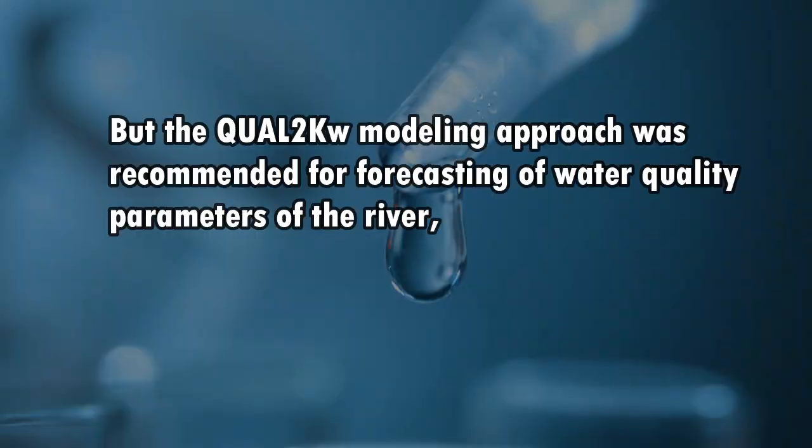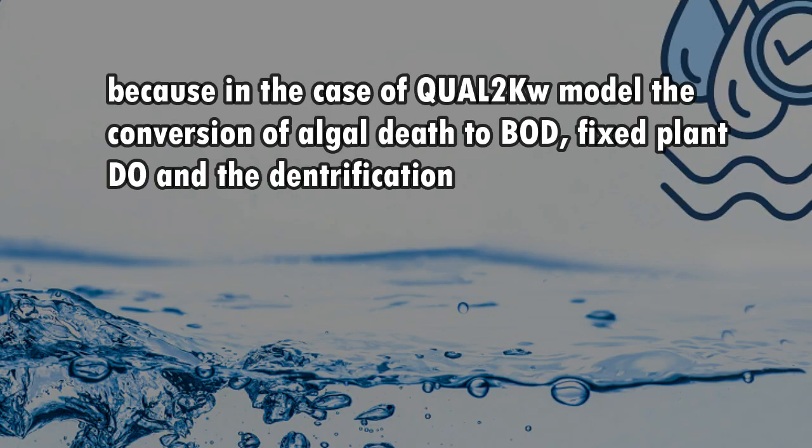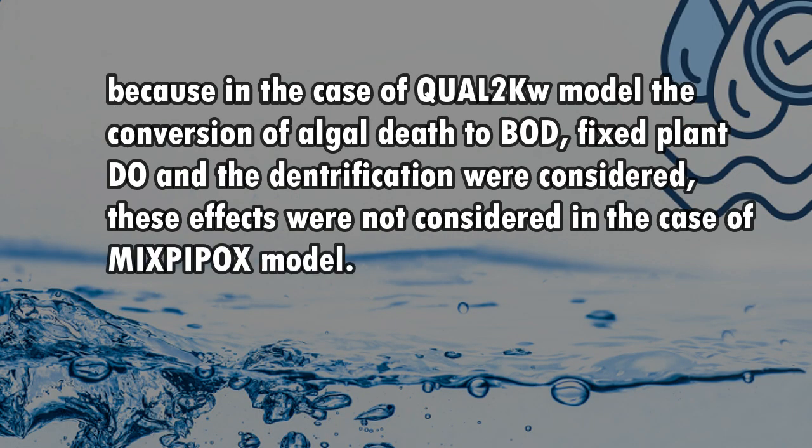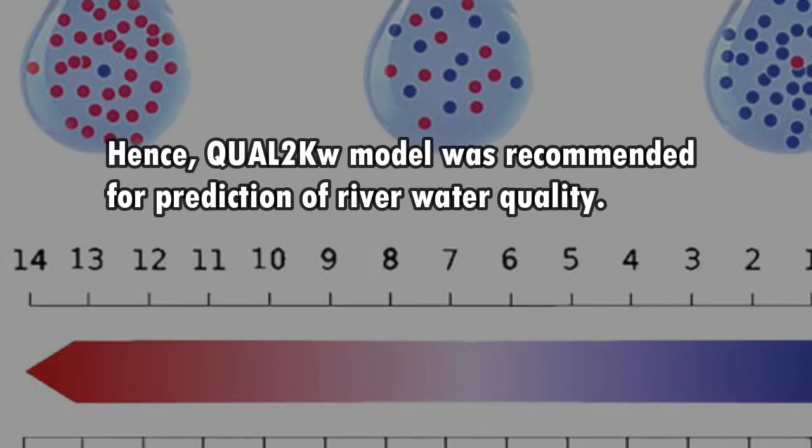But the QUAL2KW modeling approach was recommended for forecasting water quality parameters of the river, because in the case of the QUAL2KW model, the conversion of algal death to BOD, fixed plant growth, and denitrification were considered. These effects were not considered in the case of the MIXPIPOX model. Hence, the QUAL2KW model was recommended for prediction of river water quality.